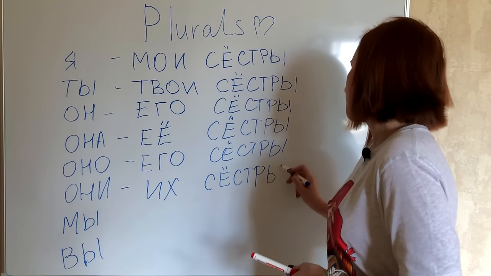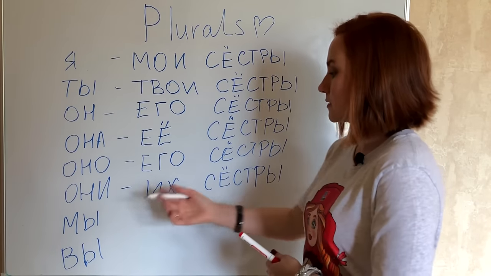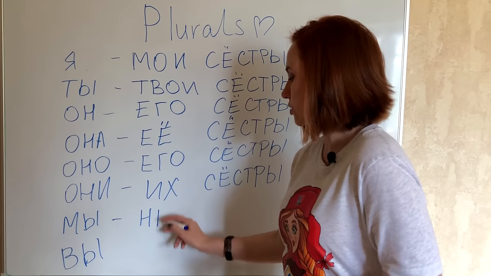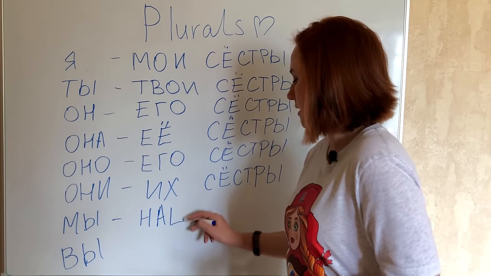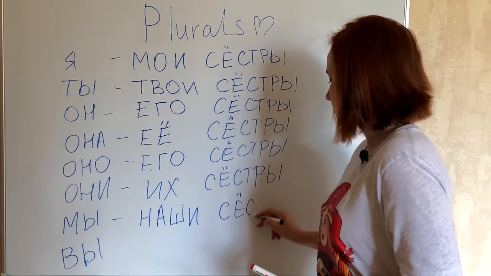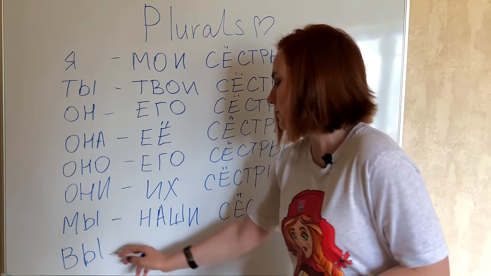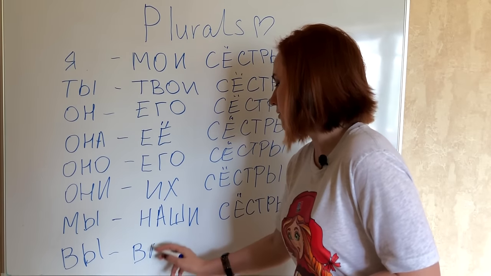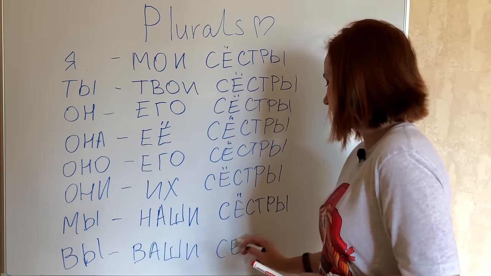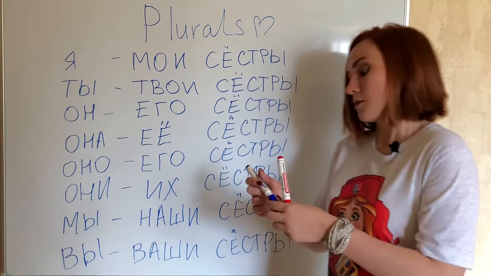Они, их сестры, their sisters. Maybe there are two brothers and they have two sisters, so it's their sisters. Our sisters, наши сестры. Right? And вы, ваши, your sisters. Ваши сестры.